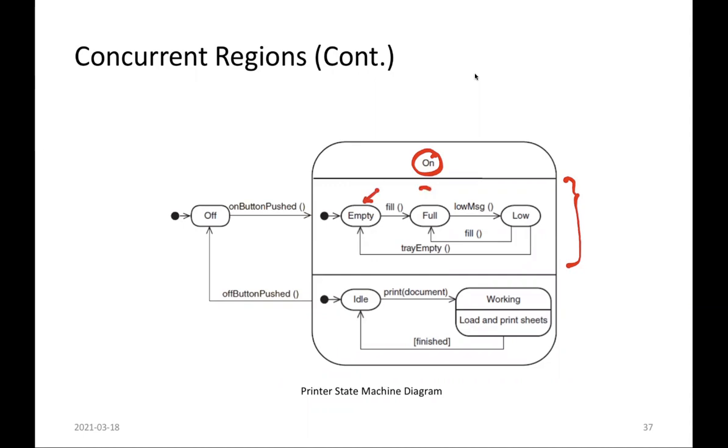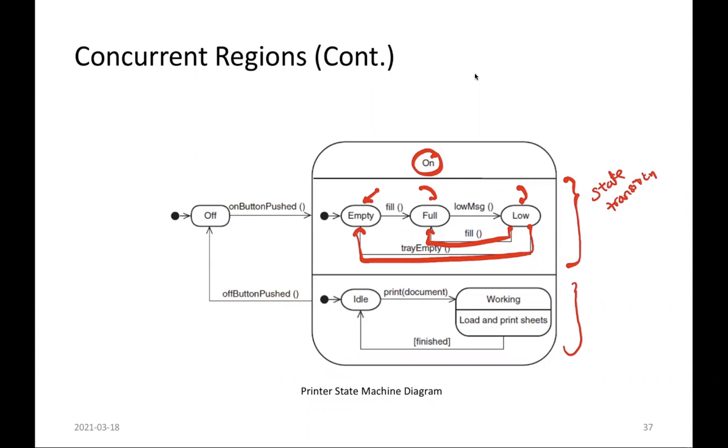If you're going to fill the tray, we go to the full state, and then if the number of papers in the tray is declining, then the low message will be created, going to the low state. And then if you fill the tray, you will go back to the full state. Otherwise, if the tray is empty, you will go back to the empty state. As you can see, this state transition is happening concurrently with the printing procedure, like with the printing transitions.